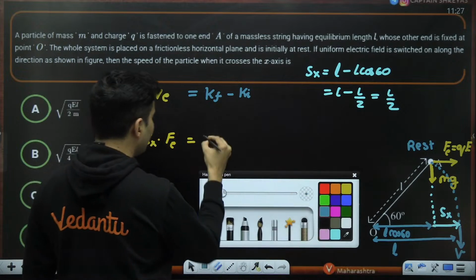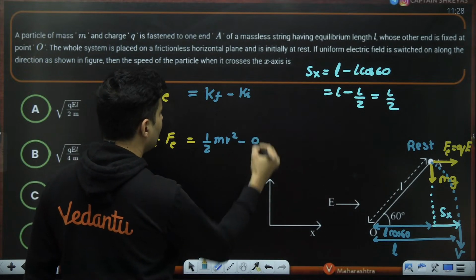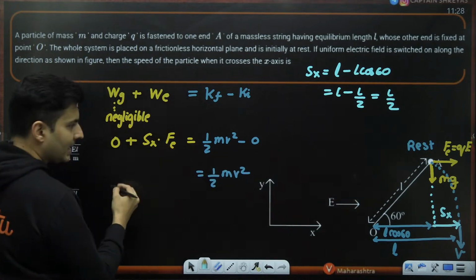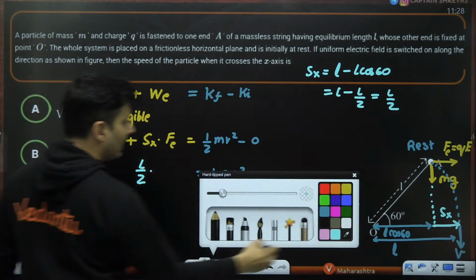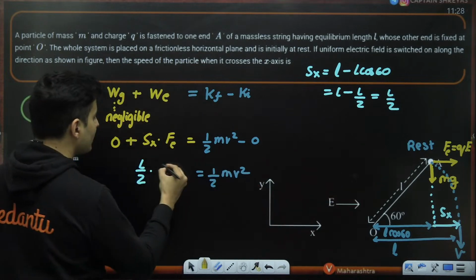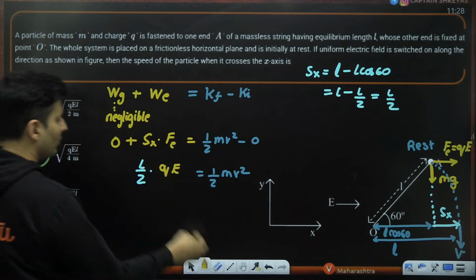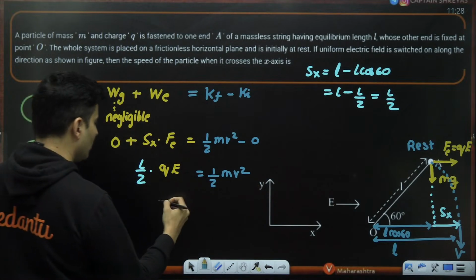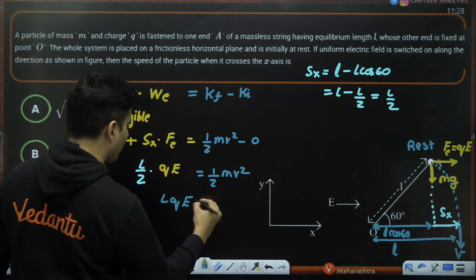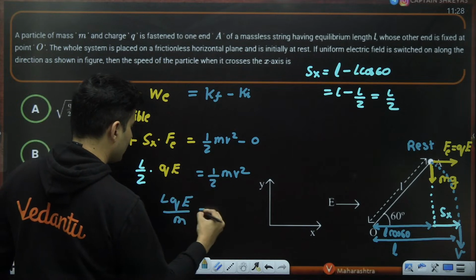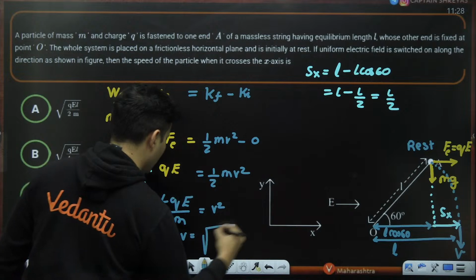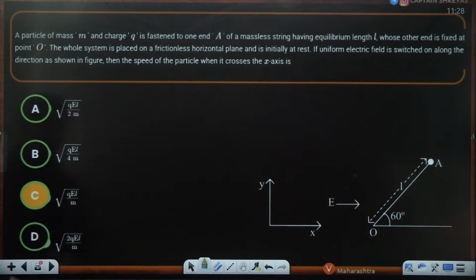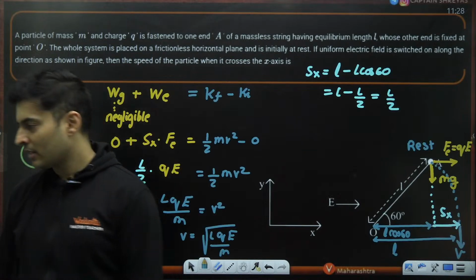Kinetic energy finally is half m v square. Initially it was at rest, so this will be just half m v square. Displacement in the x direction is L by 2 multiplied by the electric force, whose value was nothing but Q into E. Question was to find that speed. 2 will get cancelled, of course. So you will have LQE, and m will come below, is equal to v square. So v will be root of LQE divided by m. That is option C. Beautiful question. This was framed.